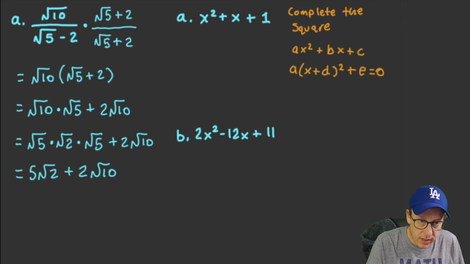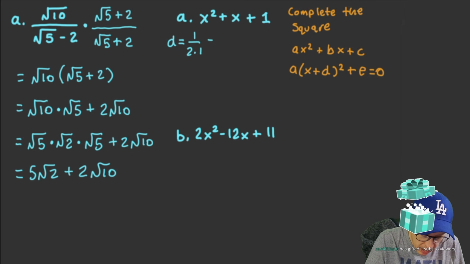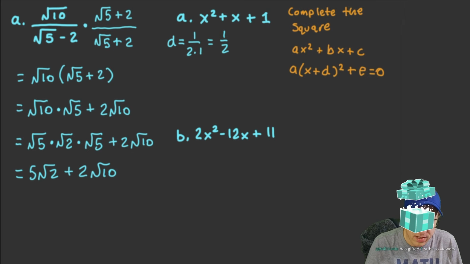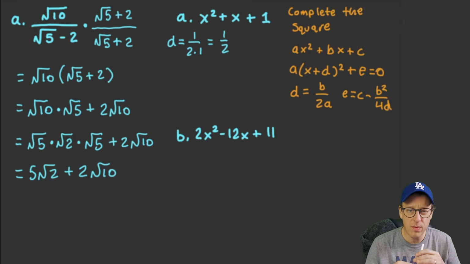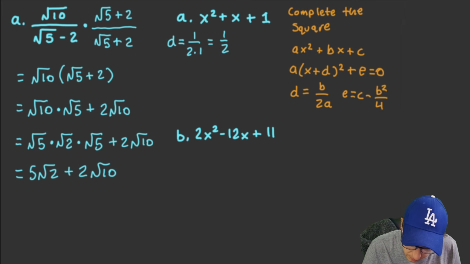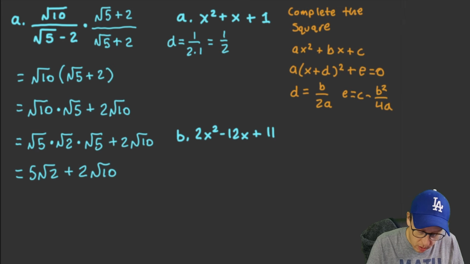Well, in this circumstance, d is going to be equal to 1 over 2 times 1, equal to 1/2. And the reason why that is so is because this rule says that d is going to be equal to b over 2a, and e is going to be equal to c minus b squared over 4. Is it 4d? No, yeah, this would be 4a. Oops. All right. So let's continue.